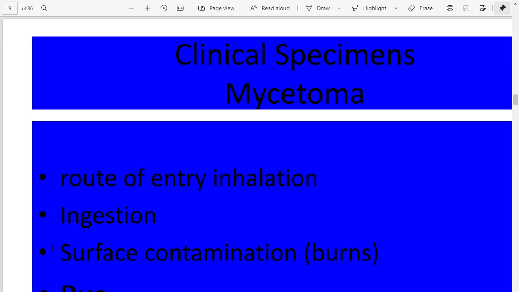This could occur due to contamination of burn. Sometimes the route of entry could be through inhalation of spores and they will go to an area of bone and skin. Sometimes due to ingestion. In case of inhalation of a spore, the lesion will not be in the subcutaneous tissue, it will be in the lung. Ingestion, it will be in the abdomen.